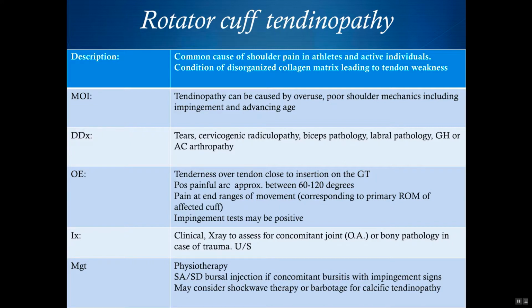In terms of your investigations, similarly, ultrasound is probably best to assess the tendon in this case. You can consider getting x-rays if you're worried about other osteoarthritic features in the shoulder joint. The main goal of treatment for rotator cuff tendinopathy is to improve function and decrease the patient's pain, which is typically achieved through physiotherapy. You may consider subacromial subdeltoid bursal injections if there are findings of impingement with concomitant bursitis. We will talk a bit more about calcific tendinopathy specifically in another one of the slides, so I'll skip the last point about barbotage or shockwave therapy for now.